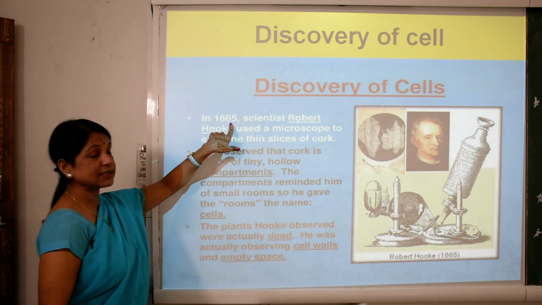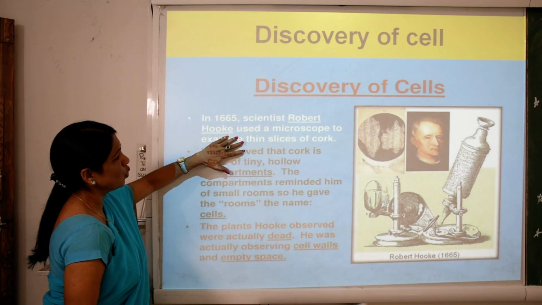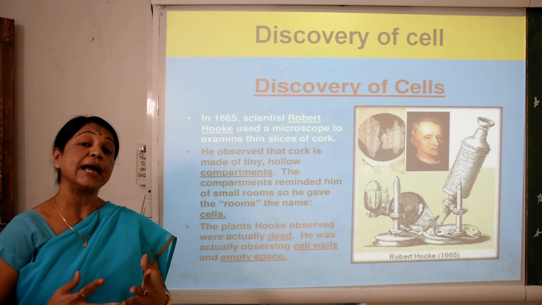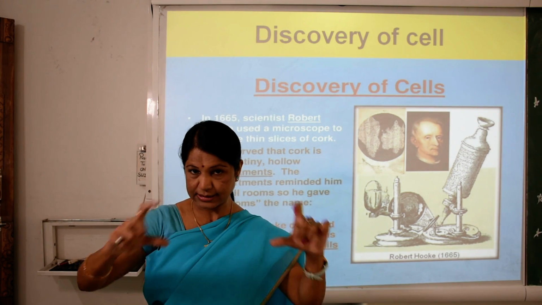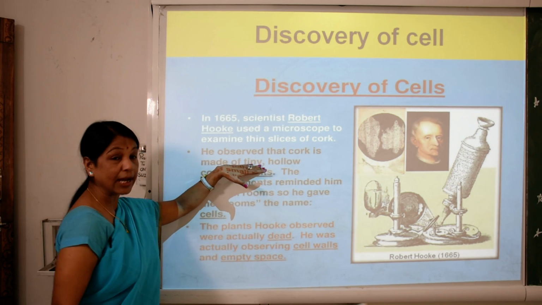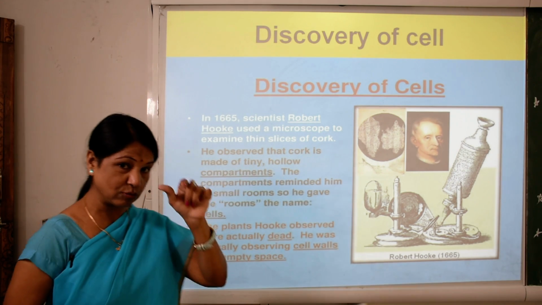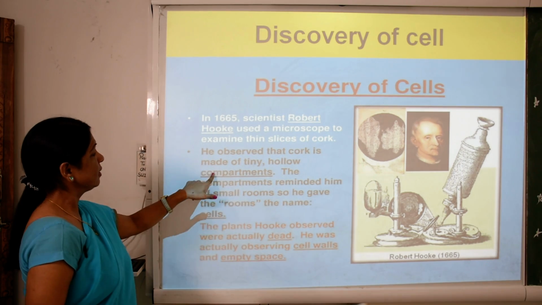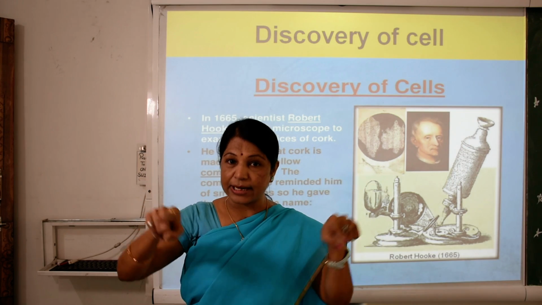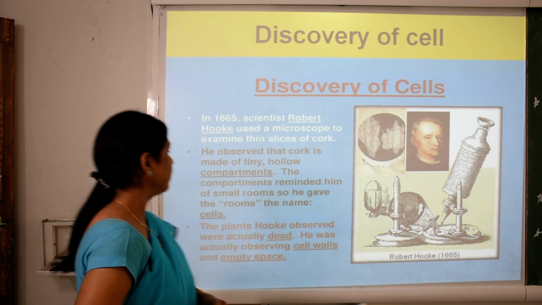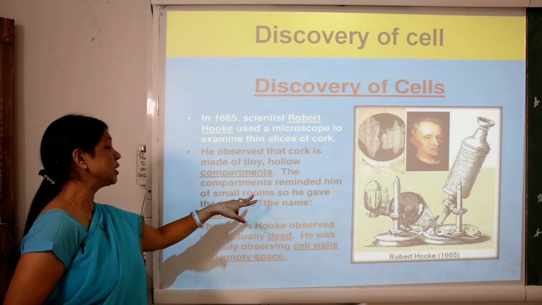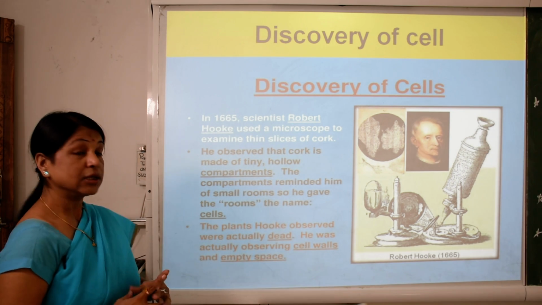In 1665, scientist Robert Hooke used a microscope to examine a thin slice of cork, and he observed that cork is made of tiny, it means small, hollow compartments, it means chambers. The compartments reminded him of small rooms, and so he gave them a name.